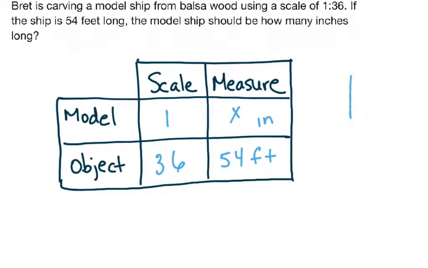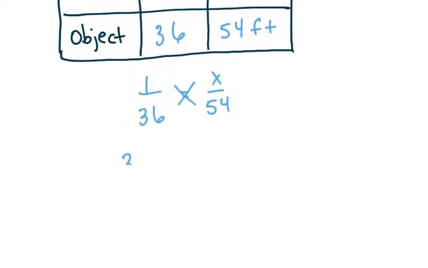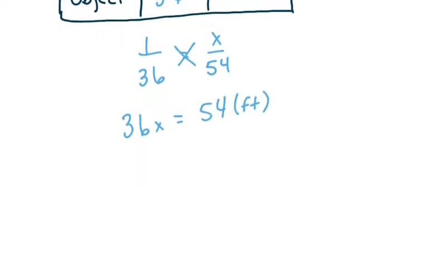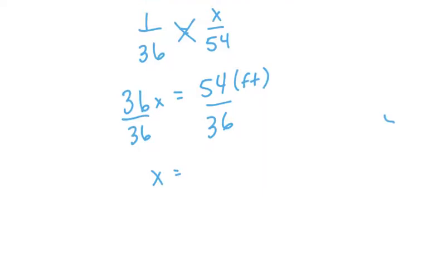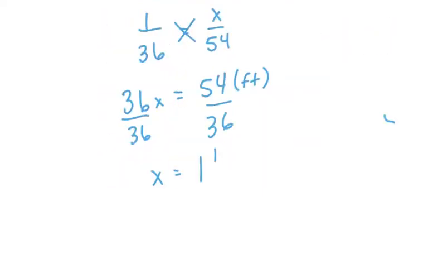So you should have drawn a proportion. So 36x equals 54, and that's feet. And divide both sides by 36. I think we just did this problem, didn't we? In fact, let's look. Yep, we just did this. So we have 1.5 again.